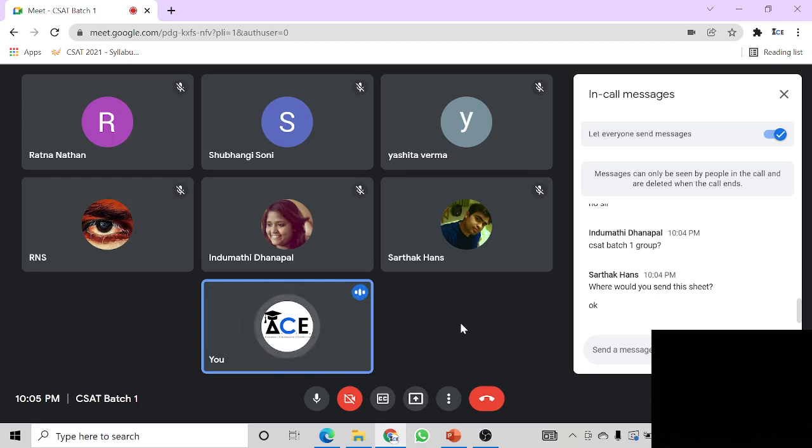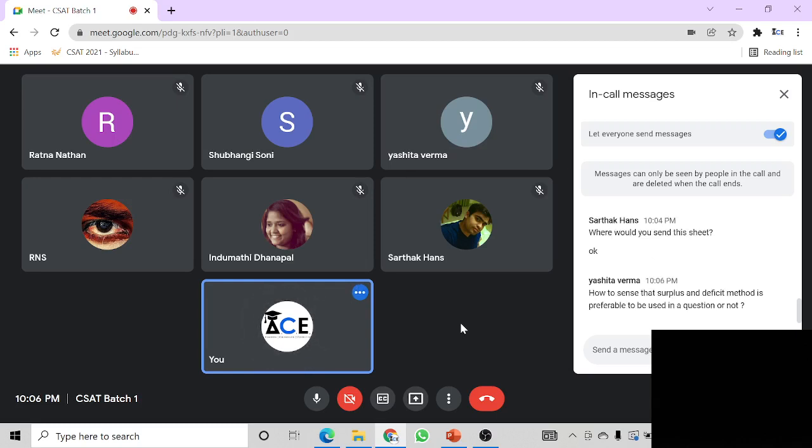I'll be sending you roughly two sheets. They'll have roughly around 30 odd questions. So 30 questions should not be that big a deal. But please remember, these sheets are not exhaustive. How to experiment, and whether a method is preferable in a question or not. See, Yashita, this thing you will get once you do a certain number of questions. For the initial time, just sense if that is a method that can be applied or not.